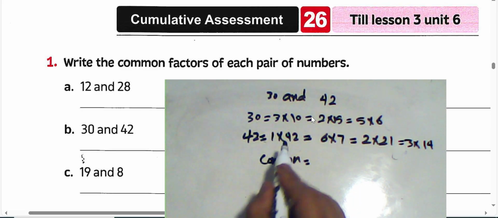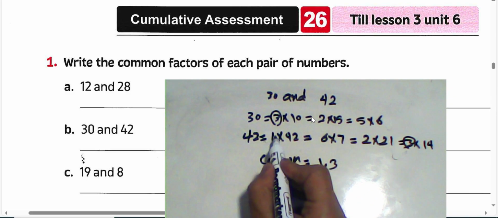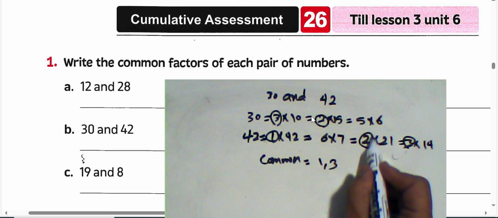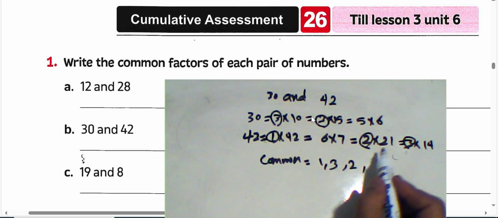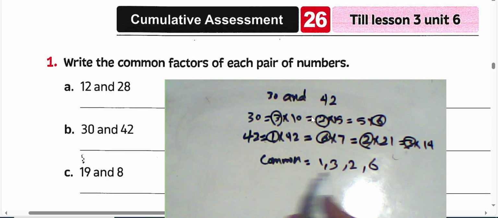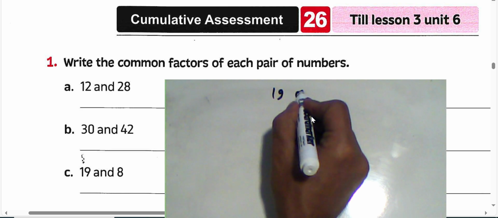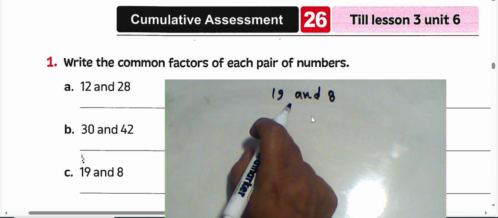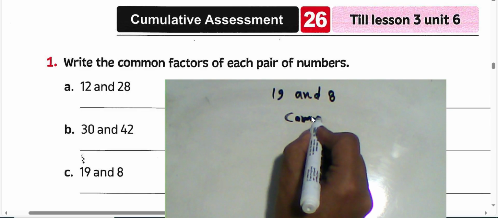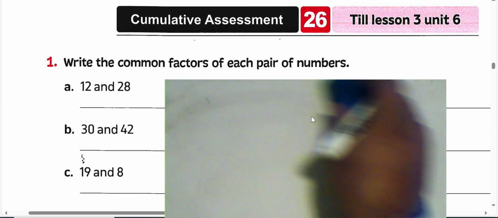Then the common factors will be what? We have 1, 3, and also 2, and 6. We call those the common factors between two numbers, okay? 19 and 8. We call them relatively prime numbers. Then the common factor between them will be 1. 19 and 8 can't be divided by any number other than 1.